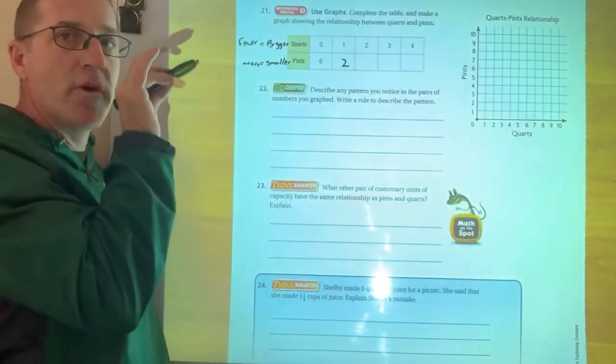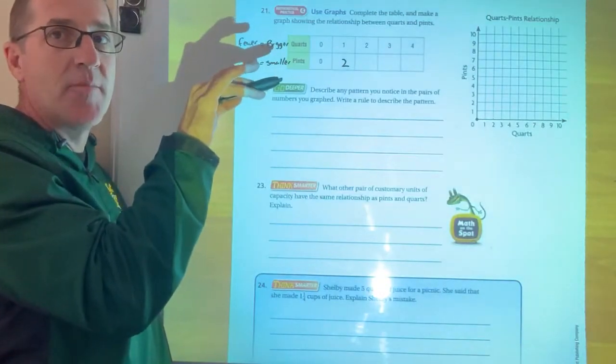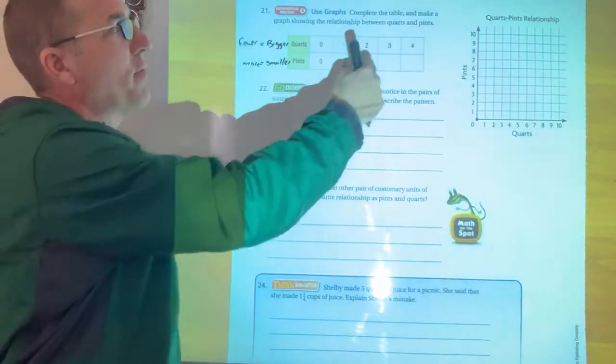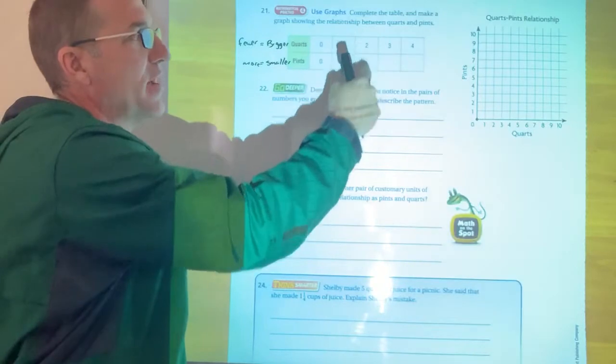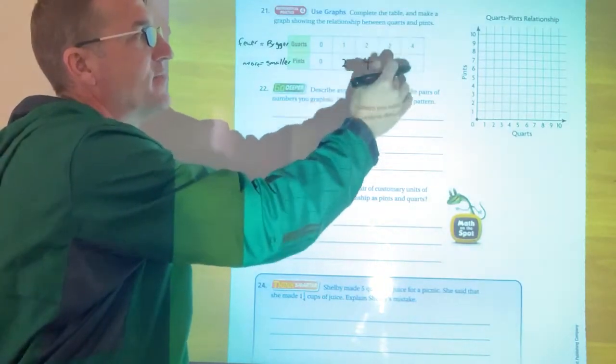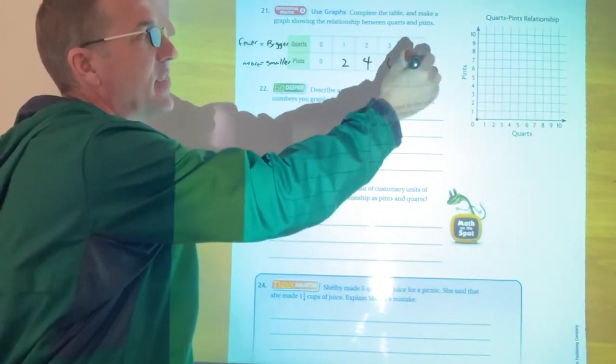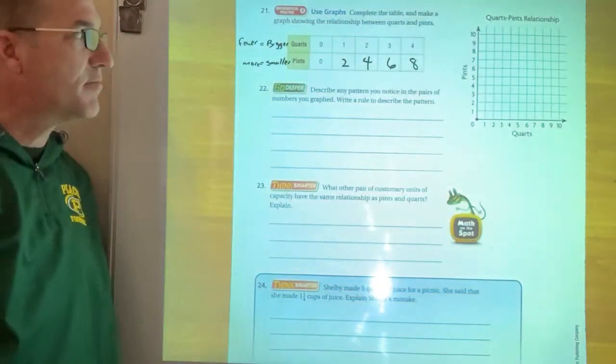So what is my rule going that way? Every time I add a quart, I'm adding how many pints? 2, or I multiply by 2. 1 times 2 is 2. 2 times 2 is 4. 3 times 2 is 6. 4 times 2 is 8, right? That's our little function box.